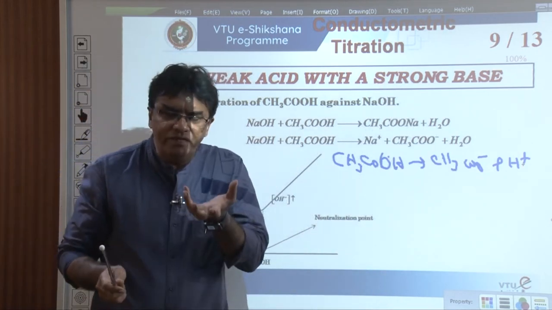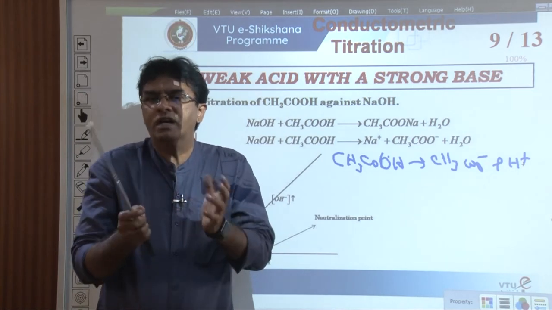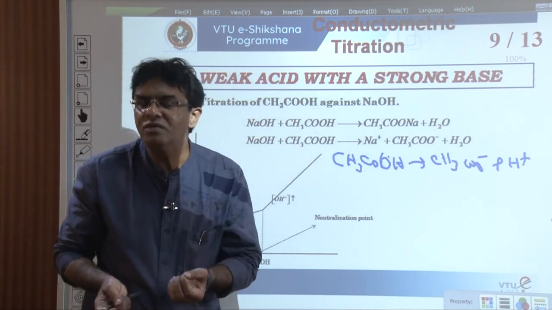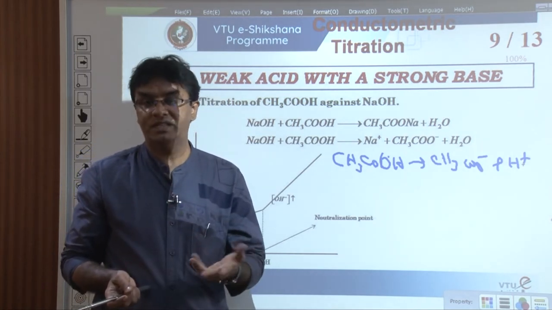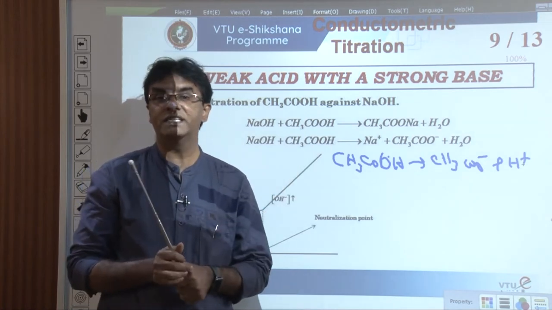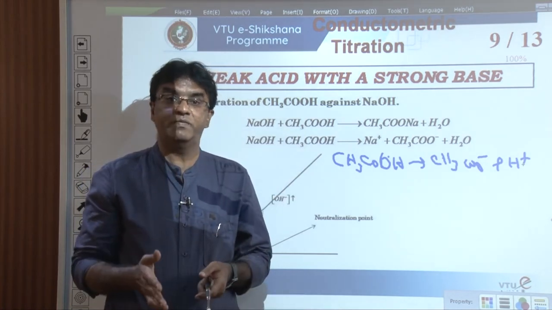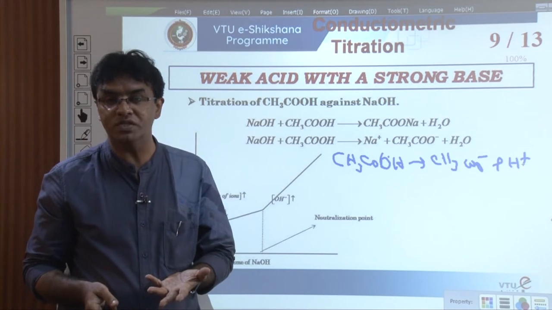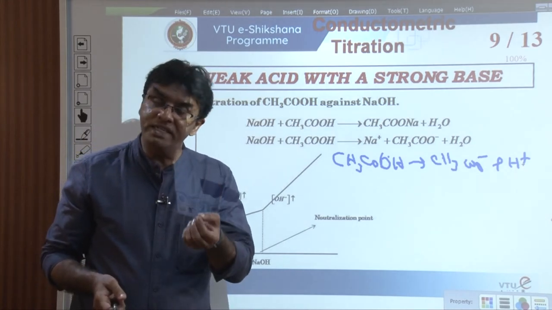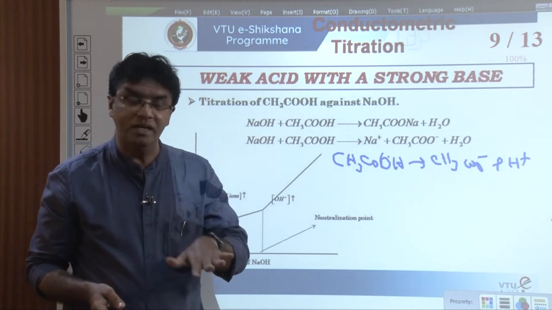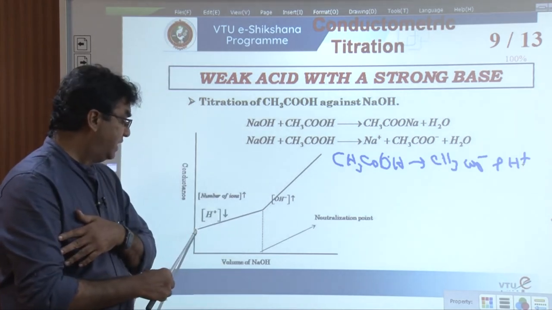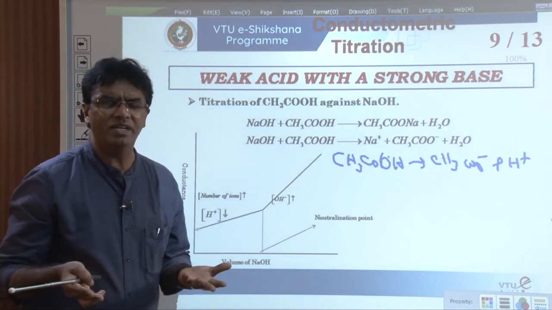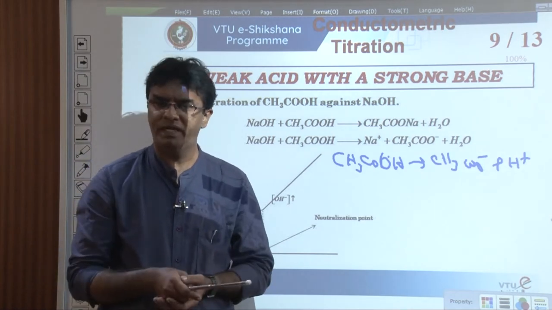Because of the presence of very few acetate ions and very few H plus ions, the overall conductance of acetic acid is very low. The conductance of any solution depends upon the number of ions first, then the mobility of the ions. But in acetic acid solution, the number of ions itself is very low because acetic acid is a weak electrolyte and undergoes only partial dissociation. So when you dip the conductivity cell in acetic acid, it shows very low conductivity, maybe around 6 or 5 Siemens per meter, whatever it is.